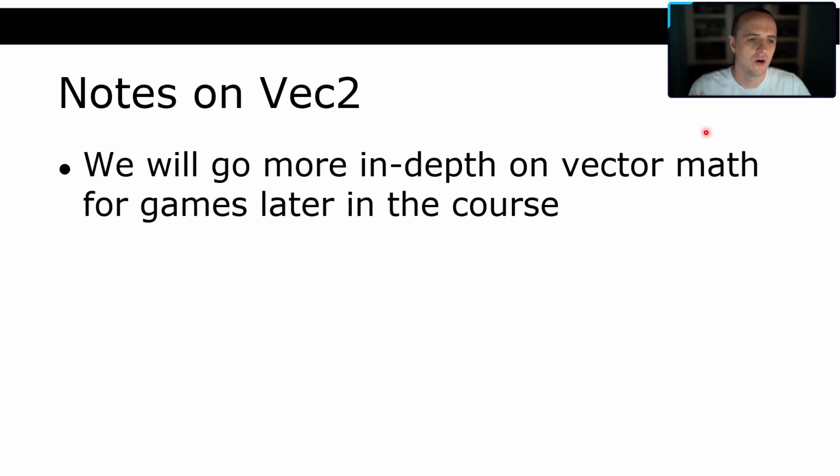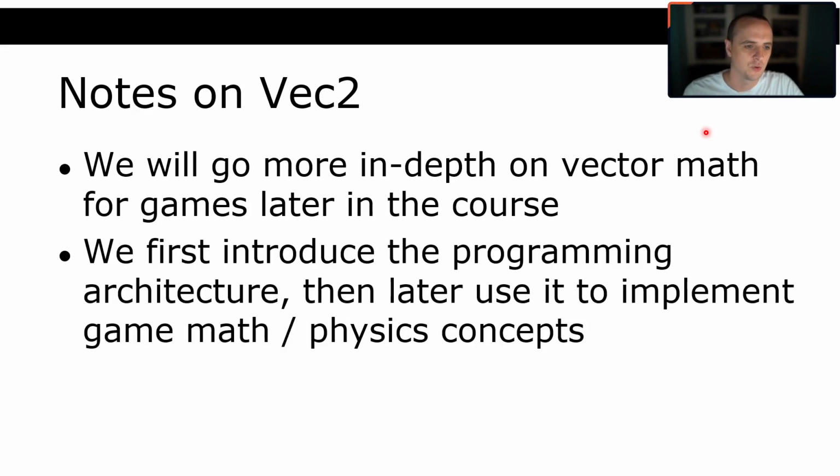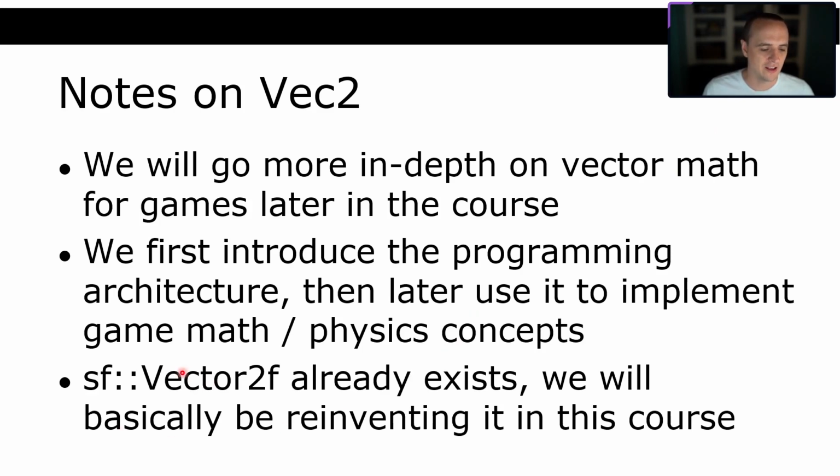So just a quick note is that we're going to go more in depth on vector math a bit later in the course. In fact, in the next lecture, I do have some vector math that I want to go over. But first, we're going to introduce the programming architecture that we want to put the vec2 in. And then later, we're going to use vec2 to implement all of our physics systems and stuff like that for our game. And so, as I said before, the SFML vector2 already exists, and essentially, we're just reinventing it for this course, okay?